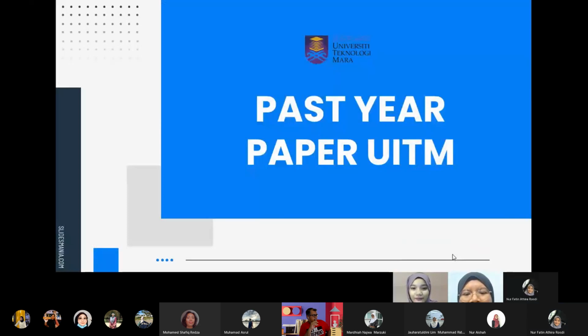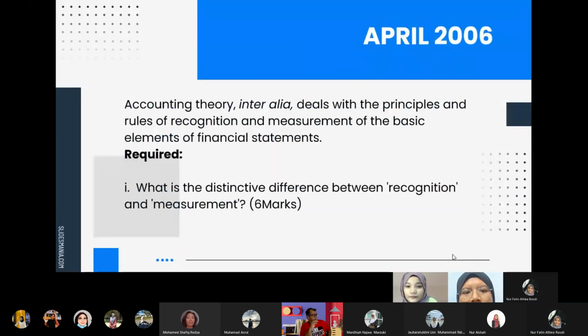Thank you. Okay, now I will explain about a past year paper from UiTM. First question is: accounting theory inter alia deals with the principles and rules of recognition and measurement of the basic elements of financial statements. The question is, what is the distinctive difference between recognition and measurement? Okay, next slide.